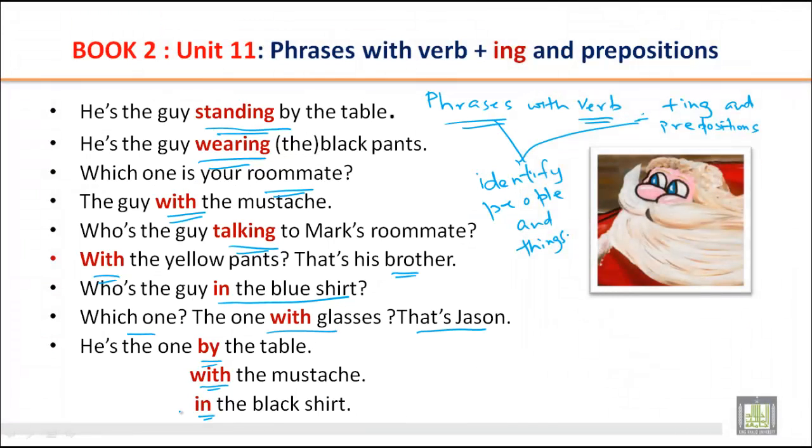So in all these sentences you can see we are using the verb, like stand plus ing, and a preposition to identify people and things. Here we are basically talking about people. He's the guy wearing the black pants. The guy with the mustache. Who's the guy talking to Mark's roommate with the yellow pants? That's his brother.